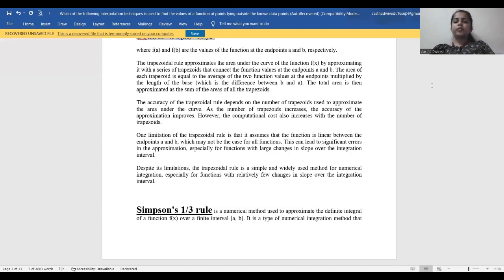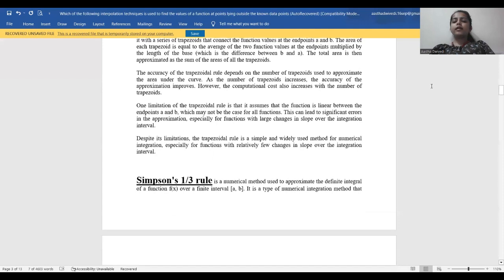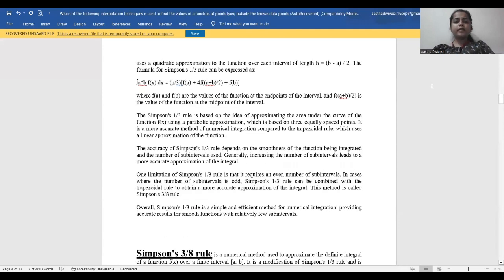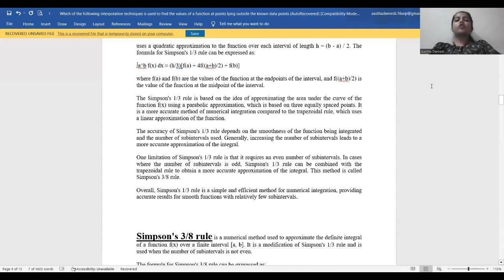Despite its limitations, the trapezoidal rule is a simple and widely used method for numerical integration, especially for functions with relatively few changes in the slope over the integration interval. Next, we have Simpson's one-third rule. It is a numerical method used to approximate the definite integral of a function f of x over a finite interval a to b. It is a type of numerical integration method that uses a quadratic approximation to the function over each interval of length h, which is equal to b minus a by 2.